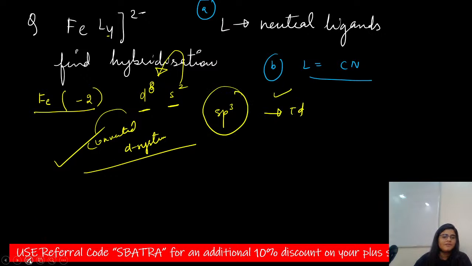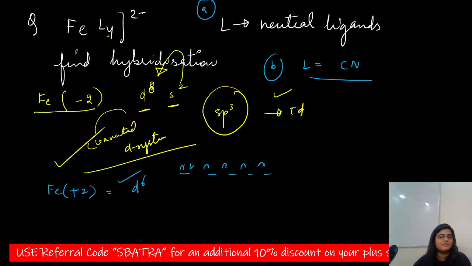Now if I talk about the second compound, the Fe(CN)4 complex, the iron oxidation state is +2, that means it's a d6 system. If it is a d6 system, 1 2 3 4 5, 6. In this particular case, cyanide is a strong field ligand, so it can definitely do pairing.